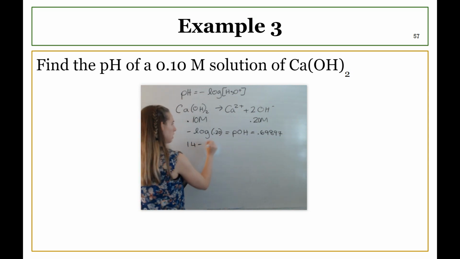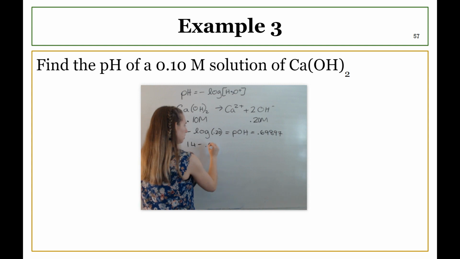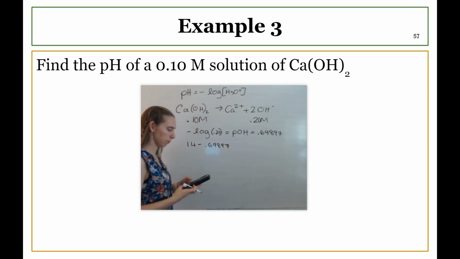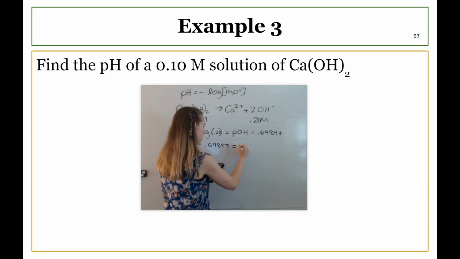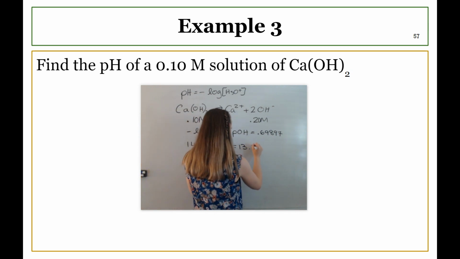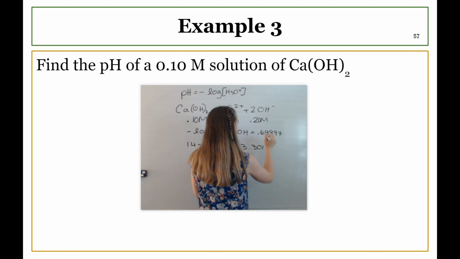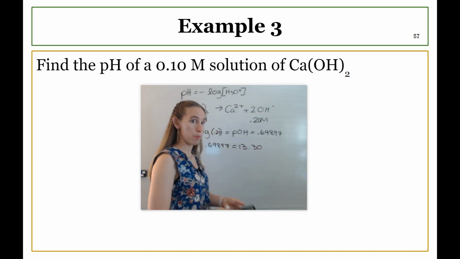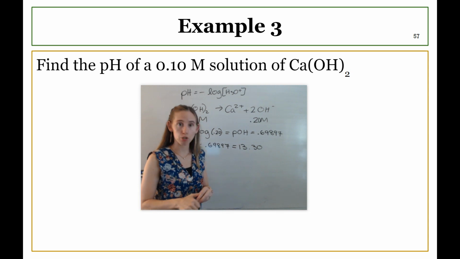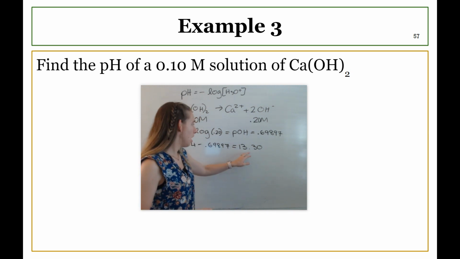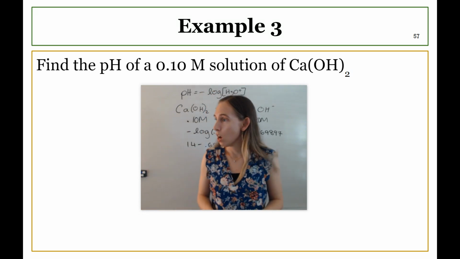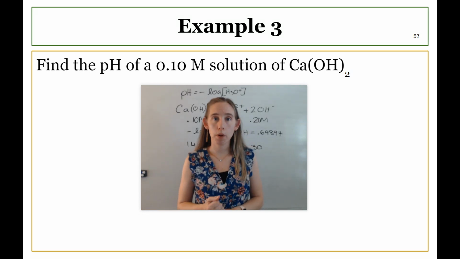So 14 minus the pOH, 0.69897, subtract that from 14, and we have 13.301. We want 2 sig figs, so 2 decimals. So there's your pH. And again, that would make sense. You have a strong base, calcium hydroxide, and so your pH should be a very high basic pH. All right, that is the last problem that we have.